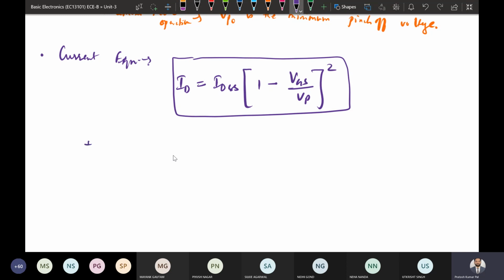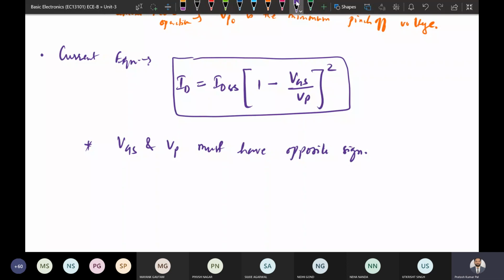So here VGS and VP must have opposite sign. If these two have opposite sign, then overall this term will be 1 plus something. Because if it is opposite, VGS by VP will be negative, so negative will be positive. So overall this term will be 1 plus something, which will be greater than 1. Okay, so it will be increasing. So that's why ID will be increasing.